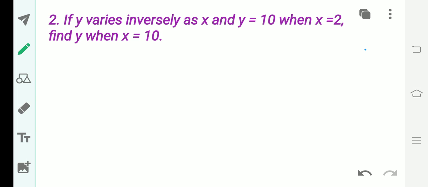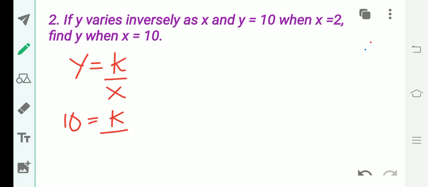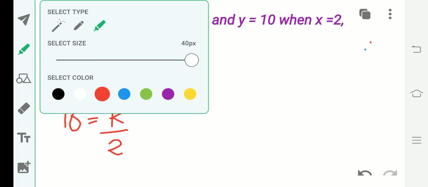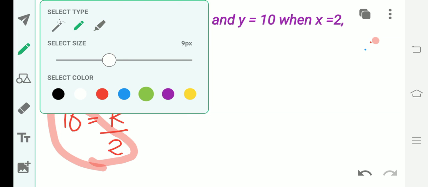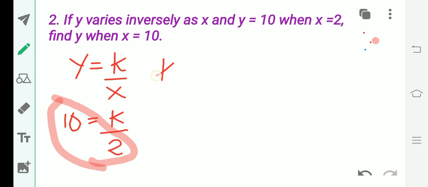Okay. So, y varies, palitan natin, mas gusto ko yung red. Y varies inversely as x. So again, y is equal to k over x. And y is 10 when x is 2. So substitute yung y which is 10 equals k over x is 2. So substitute 2. And then again, we do the cross multiplication. Okay, paano yung cross multiplication natin? That will be like this. Cross multiply natin yan. At ang magiging value ng k natin will be k equals 2 times 10 is 20. Okay? And then we go back to our original equation.